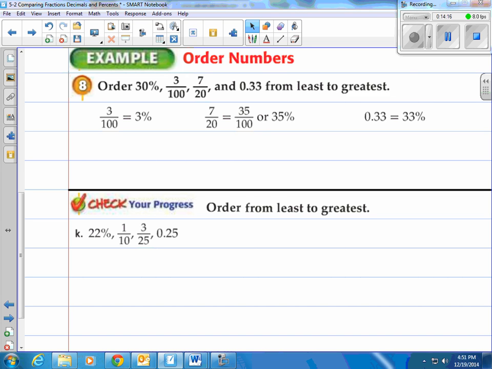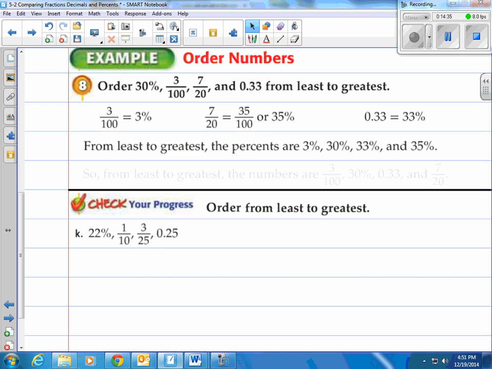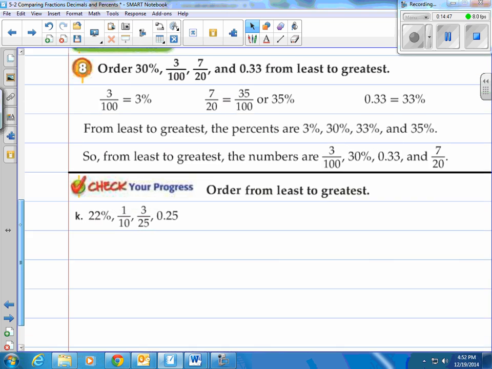So changing them to a percent, you've got 3 100ths is 3%. 7 over 20 is actually 35 over 100, which is 35%. And 0.33 is 33%. Just move the decimal to the right, add a percent sign. All right, so since you have that, you can then put them all in order, 3%, 30%, 33%, and 35%, and then put them back into their original form, and there they are from least to greatest. How about you give it a shot? Pause the video and come on back, see how you did.